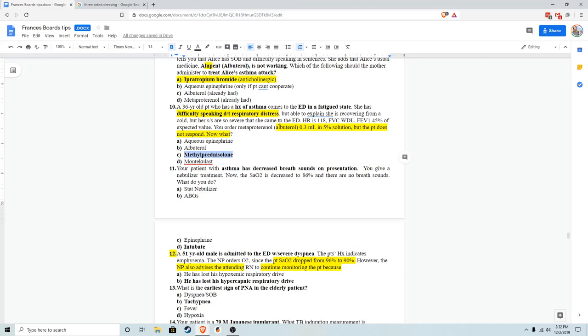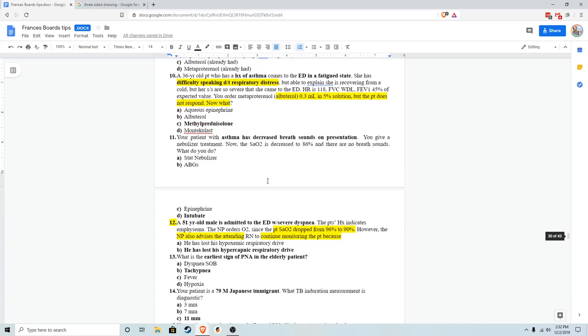So someone's in distress, but they're not wheezy. They're not having stridor. Stridor equals aqueous epinephrine. If they're just having an asthma attack, you give methylprednisolone. That will decrease the inflammation of their bronchioles and allow them to breathe. That's the one to give.